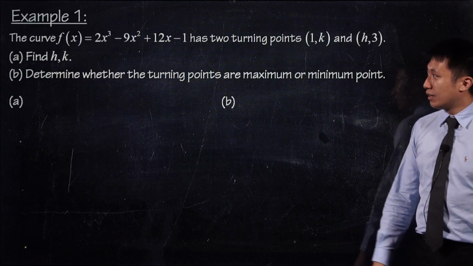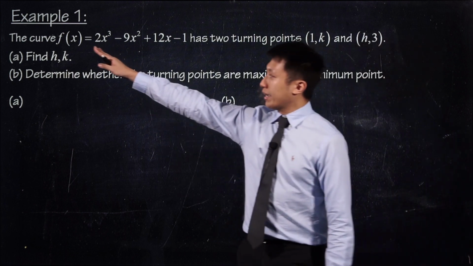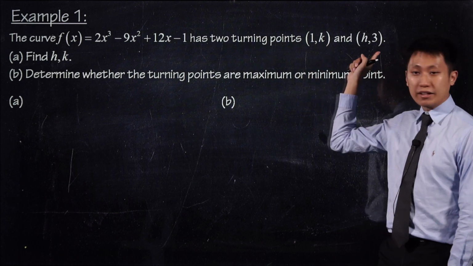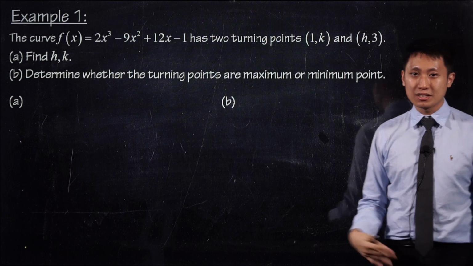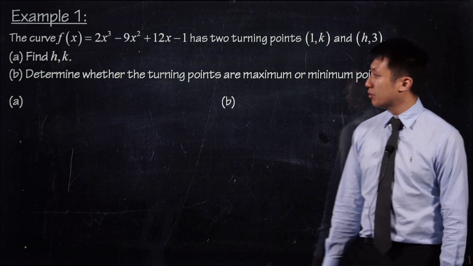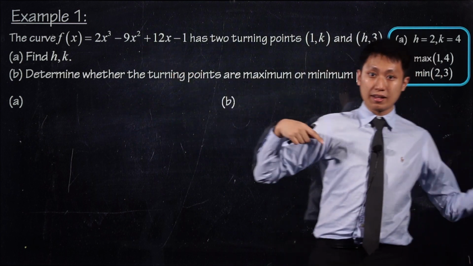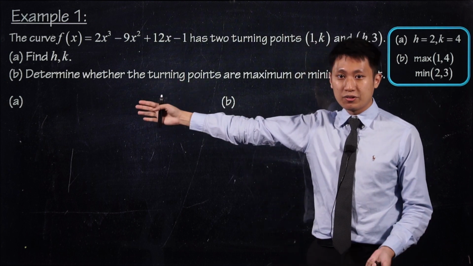Great. So let's do some examples here. Your function here has two turning points, (1, 4) and (2, 3) with variables h and k. Possible questions in SPM always: find h and k. Very easy. What we do is write down our f(x). If you want, you can try it yourself first. If not, then we do it now.